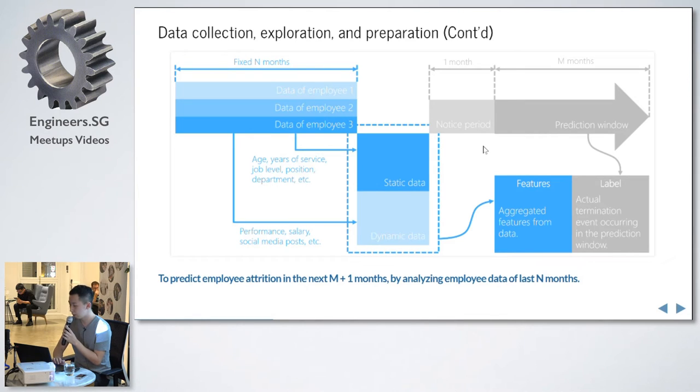And then what we are going to do is to predict whether this guy will leave the company in the next M plus 1 month, all right? So the plus one means, okay, there is the notice period for most of the companies, so we have to consider that. And this is the basic framework for prediction of employee attrition.